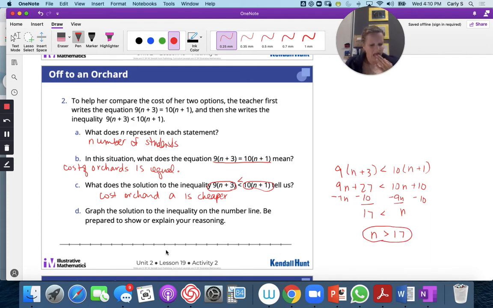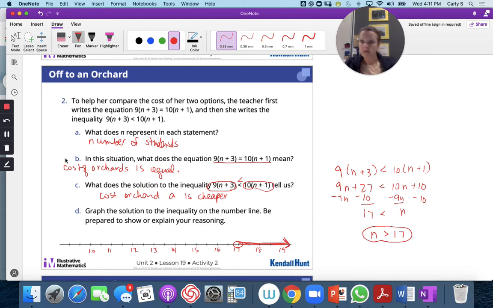So here, let's go ahead and number the line: 10, 11, 12, 13, 14, 15, 16, 17, 18, 19. Remember, it's an open dot, and then we shade to the right because n is greater than 17.